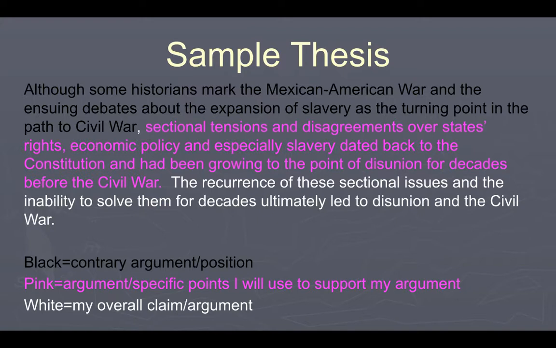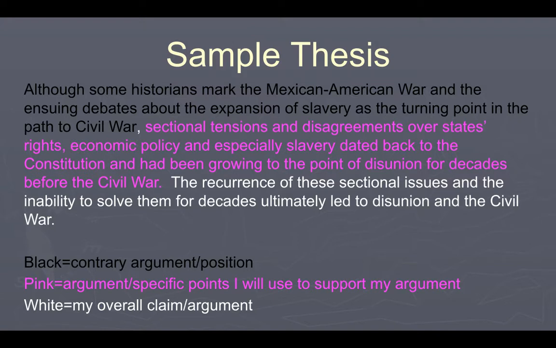So my sample thesis for this week is: although some historians mark the Mexican-American War and the ensuing debates about the expansion of slavery as the turning point in the path to the Civil War, sectional tensions and disagreements over states' rights, economic policy, and especially slavery dated back to the Constitution and had been growing to the point of disunion for decades before the Civil War. The recurrence of these sectional issues and the inability to solve them for decades ultimately led to disunion and the Civil War. So the reason why this thesis works is a number of reasons.